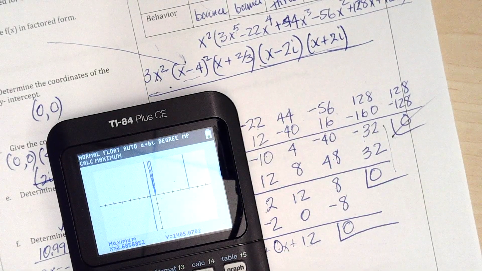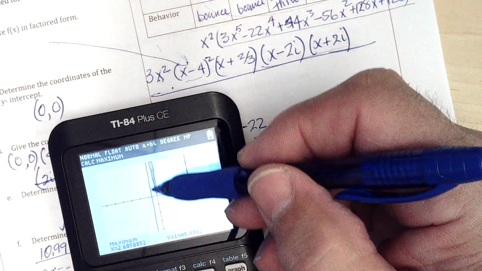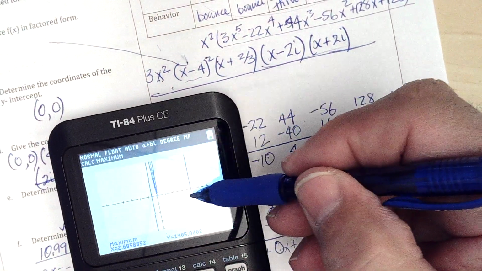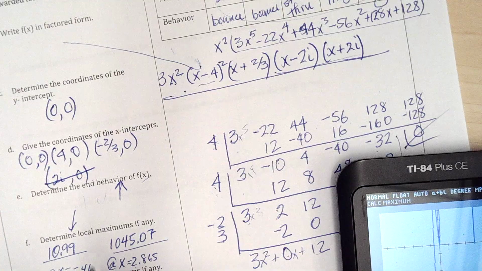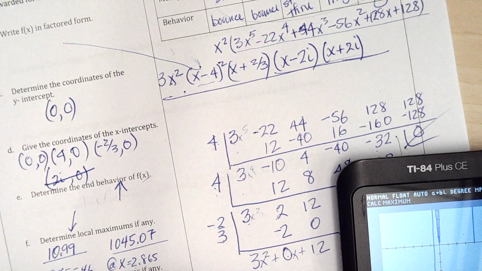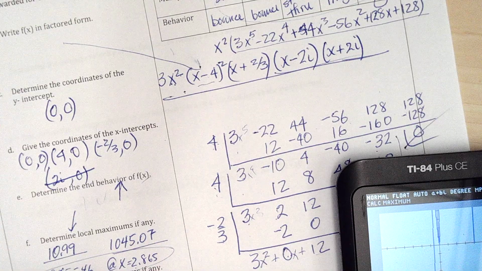Local minimums. Well, it went up, max, down to a minimum of 0 and a minimum of 0. So the two local minimums are both the same. Local minimum 0, and they happen at x equal 0 and at x equal 4. I don't need this for the answer. These are the answers.